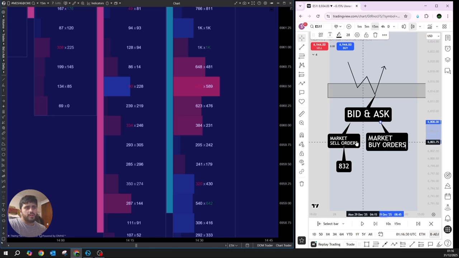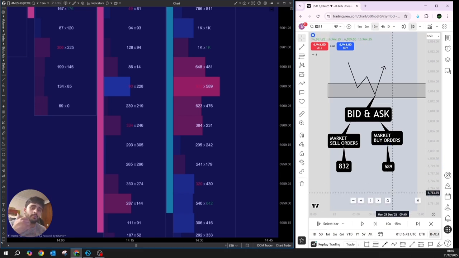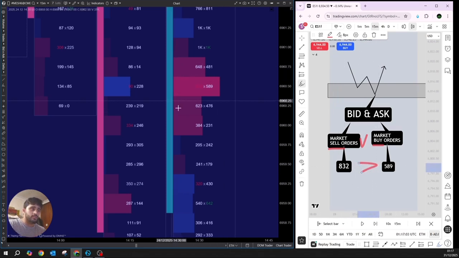Now, when you have market buy orders, that represents the opposite. There are lots of participants here, in this case, 589. There are 589 market participants trying to aggressively buy. And that is the key here with footprint charts, right? So if you've been struggling with footprint charts, let 2025 be the last year for that. If you have the bid and the ask like this, these are aggressive sellers versus the aggressive buyers. Now, here we see obviously more aggressive sellers. 832 is bigger than 589. That's what's going on here.